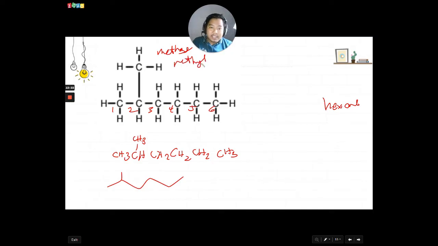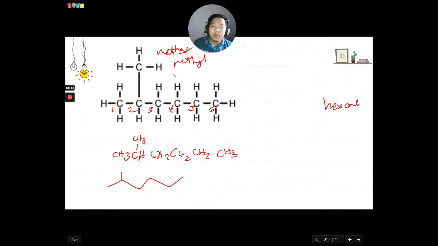Right? So every attachment, take note of this one, will be replaced with the suffix -yl. So methyl hexane. Now, is that the final name, methyl hexane? The answer is no. Because what if the methyl is in the third position or third carbon? What if it's in fourth? Are those three different positions the same? Talking about the same compound?